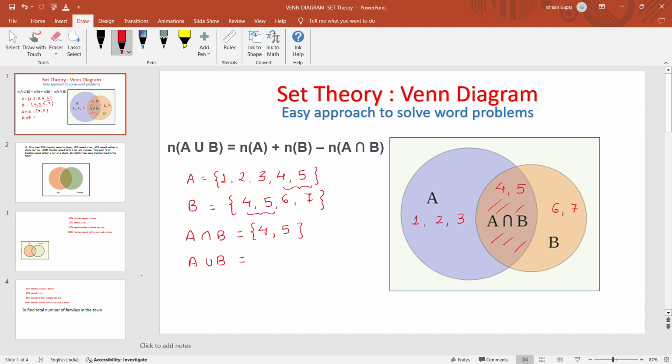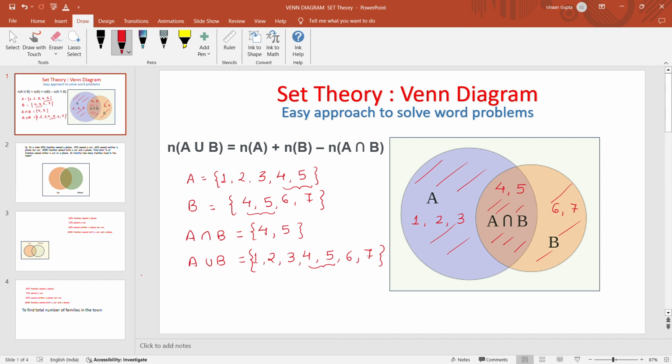A union B means the whole blue part, as well as the whole orange part, plus the intersection part is also included. That means we have 1, 2, 3, 4, 5, 6, 7 as the union of A and B. A union B means all the elements present in A and B together. We don't need to write the 4 and 5 again and again. These are the common elements which have to be written only once.